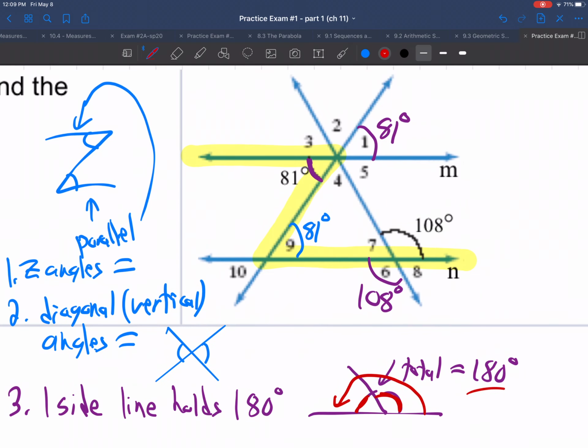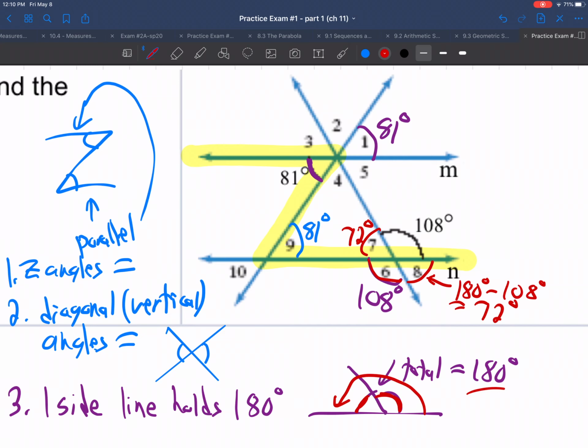So that means, for example, 6 and 8 together make the bottom of line N, so they have to total 180. So angle 8 here is 180 minus 108, so it must be 72 degrees. They make one side of a straight line, the bottom of line N, so they got to make 180. And then this one's got to be 72 because angle 7 and angle 8 are diagonally across from each other.